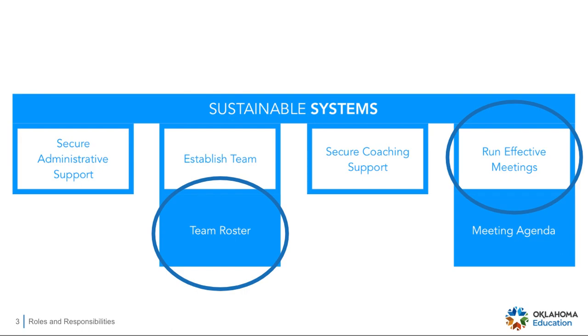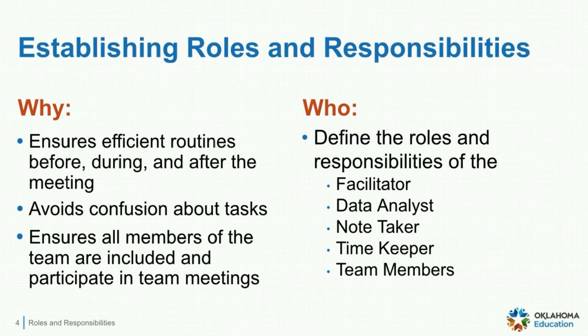In previous lessons, we have referenced sustainable systems as a critical feature of the school climate transformation through MTSS. Today, we will focus on the team roster and how assigning roles and responsibilities will ensure that meetings run smoothly. Establishing roles and responsibilities for your team members is an important step in creating effective school climate teams.